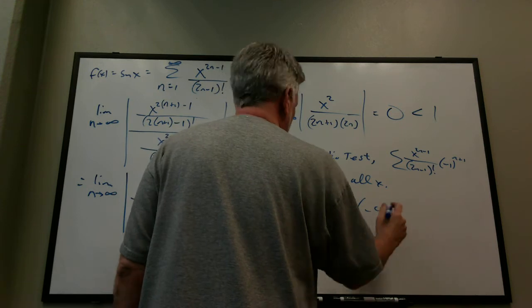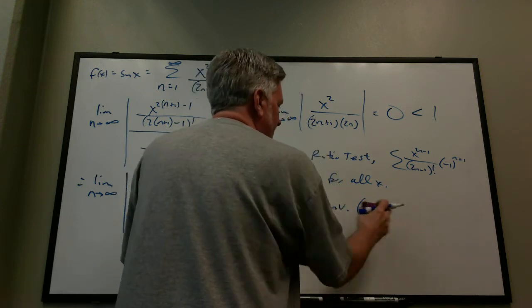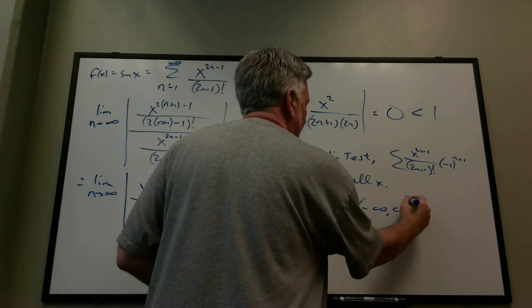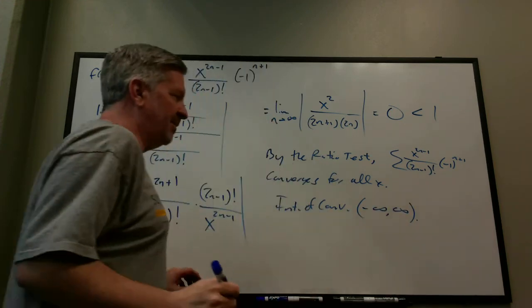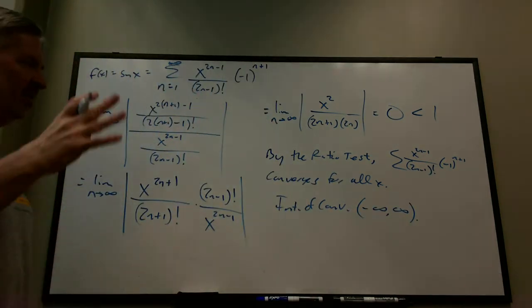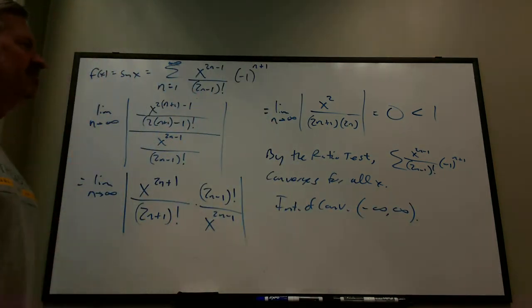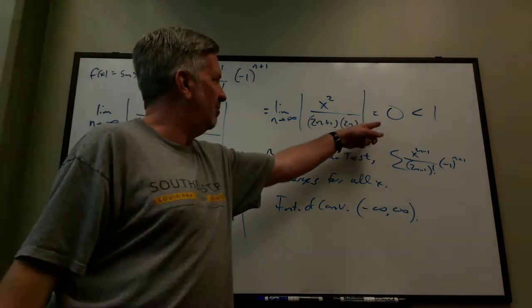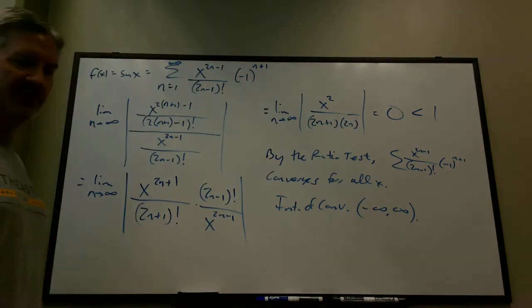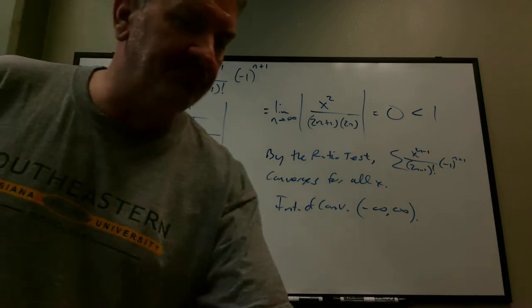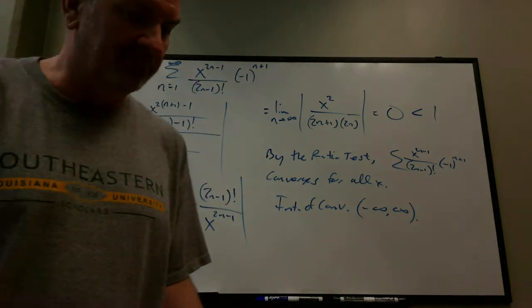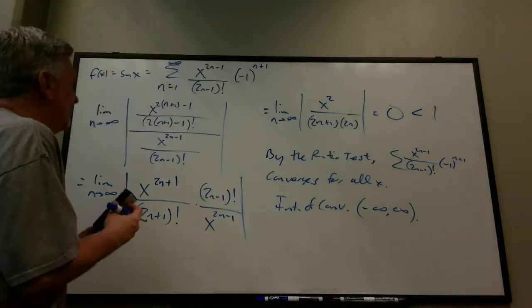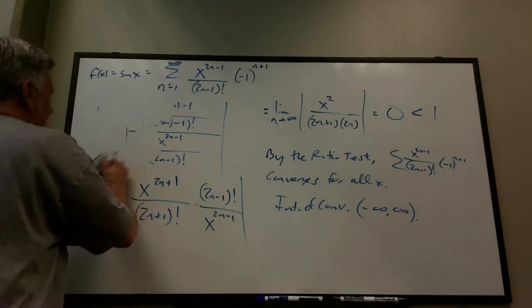It's negative infinity to infinity. We did an example like this the other day for another function. We got the limit was 0, which means the interval of convergence was negative infinity to infinity. Okay. Now there's one little technicality here we have to think about.